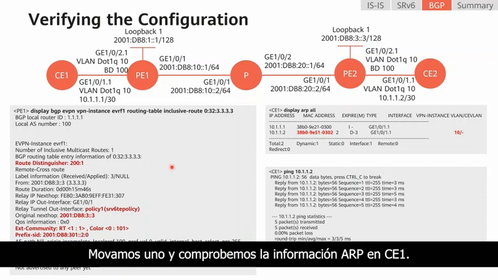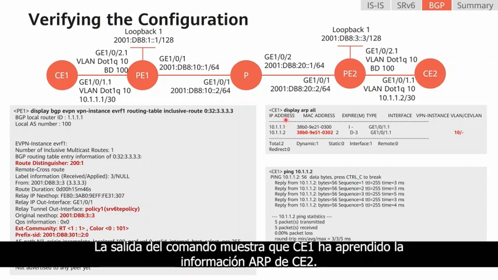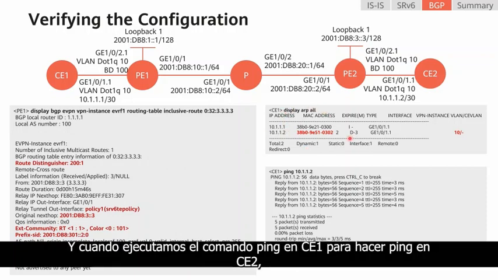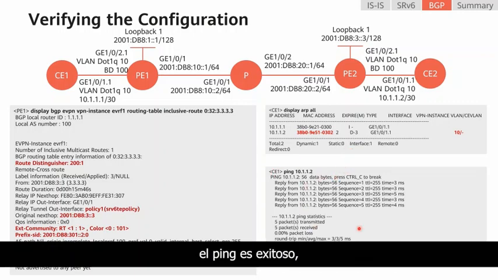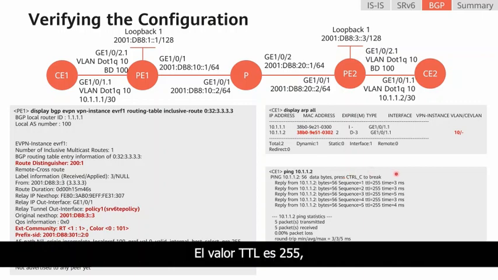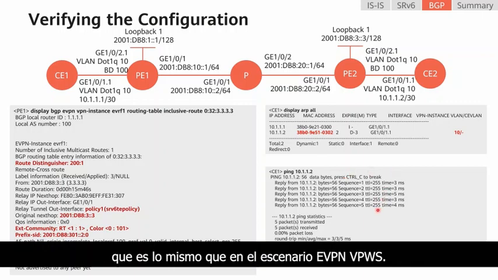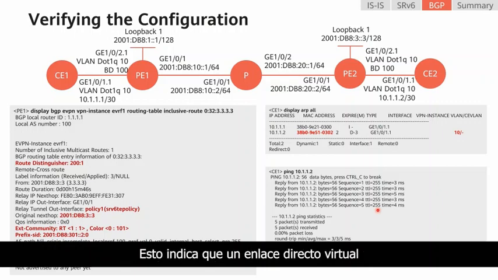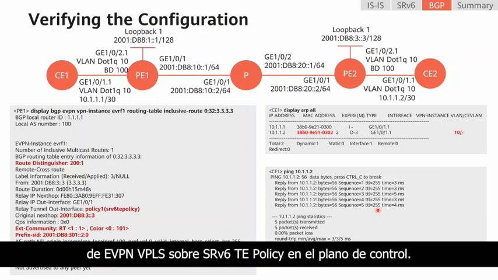Let's move on and check the ARP information on CE1. The command output shows that CE1 has learned CE2's ARP information. And when we run the ping command on CE1 to ping CE2, the ping is successful, indicating that the configuration has succeeded. The TTL value is 255, which is the same as that in the EVPN VPLS scenario. This indicates that a virtual direct link is actually established between C1 and C2. That's all about the implementation of EVPN VPLS over SRv6 TE policy in the control plane.